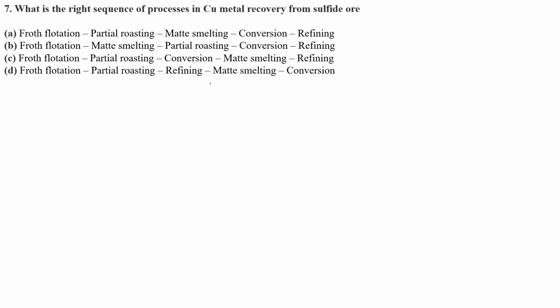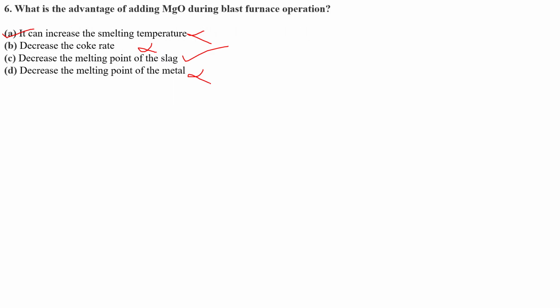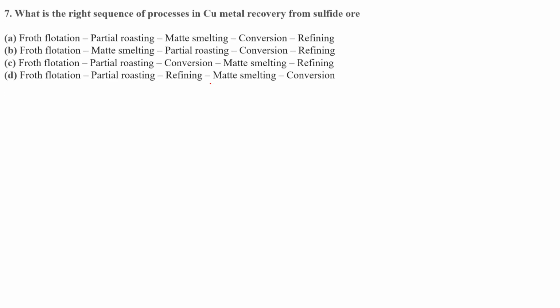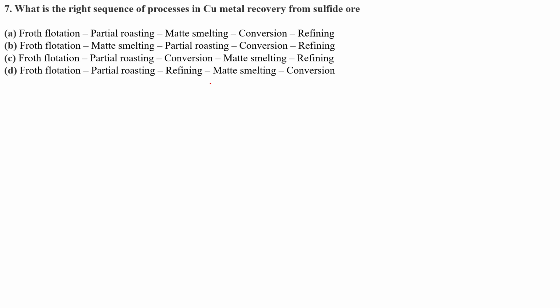Then what is the right sequence of processing for copper metal recovery from sulfide ores? First we have to go with the froth flotation process. One, then after the froth flotation process, we are going to create a concentrate having a copper content of around 25%. So partial roasting will be two.